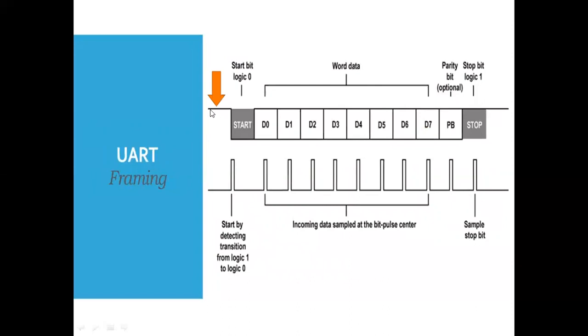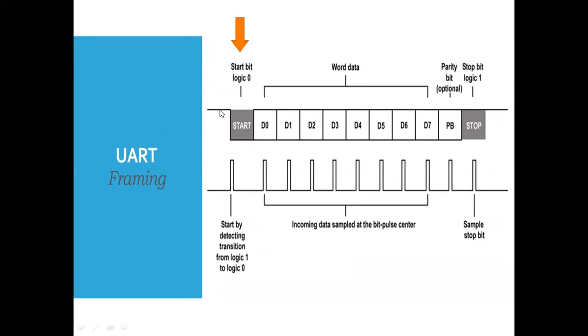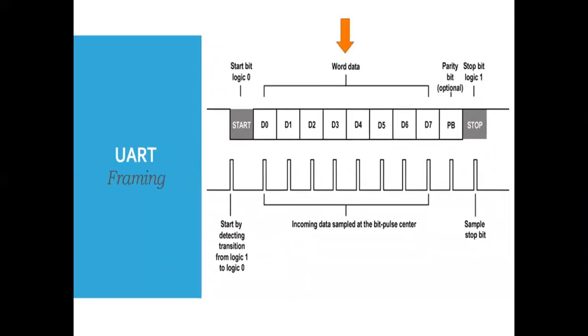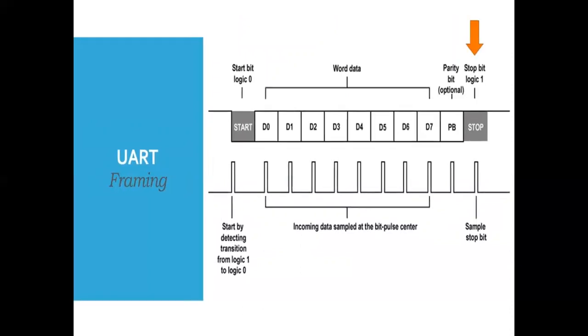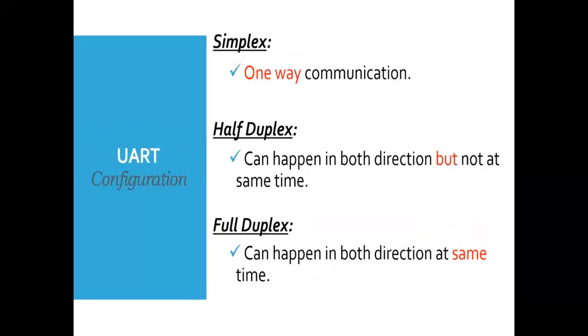First, the mark bit is always 1. We are sending with one start bit, that is always logic 0. And you are sending 8 bits of data and parity bit, and you are sending with stop bit. Simplex is one-way communication. Half duplex means it will be both directions, but not at the same time. Full duplex means both can happen at the same time.